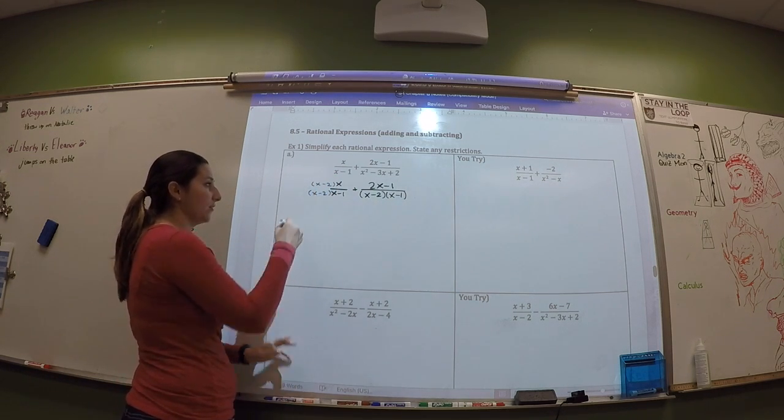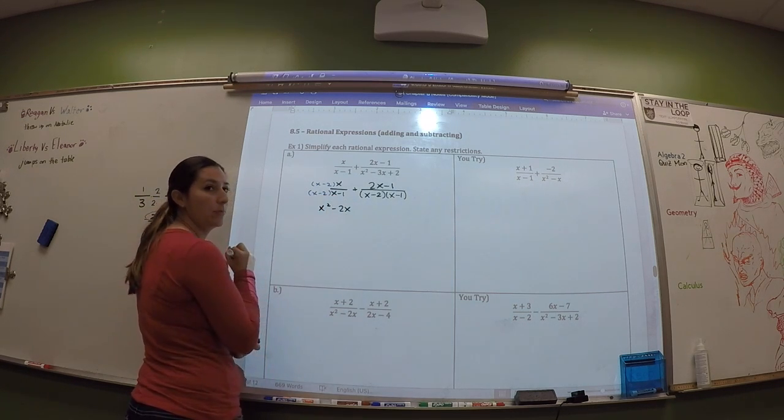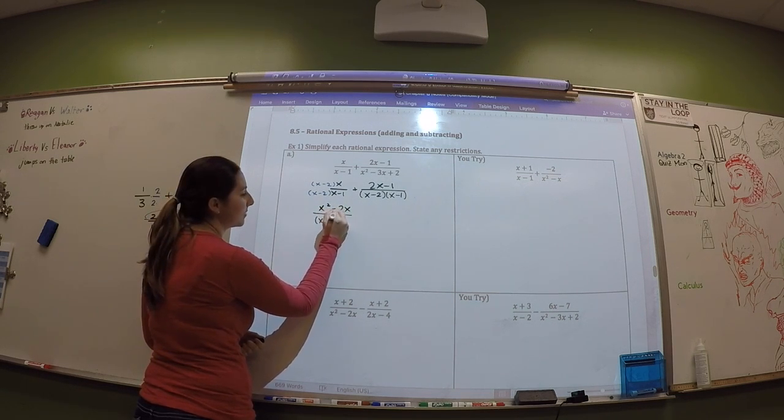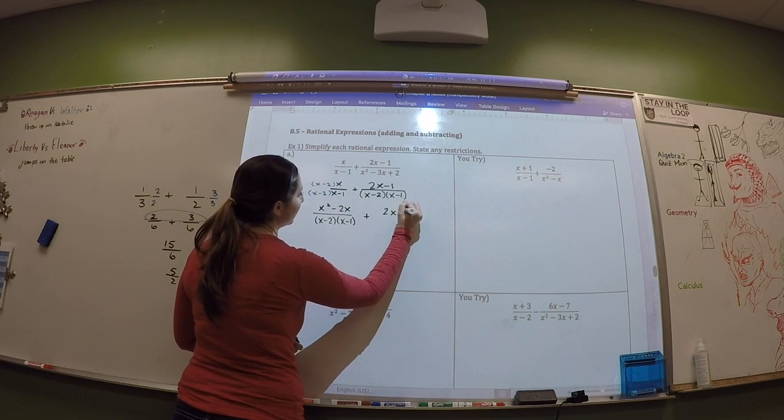So the numerator of this fraction becomes x squared minus 2x when you multiply, aka distribute. In the denominator, I'm not going to multiply, I'm just going to write x minus 2, x minus 1. You're going to add this here.